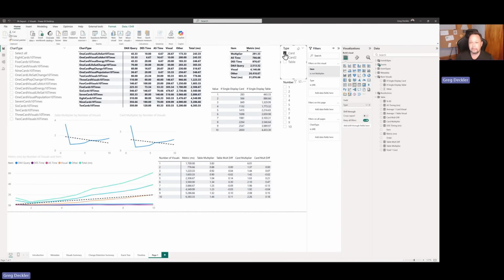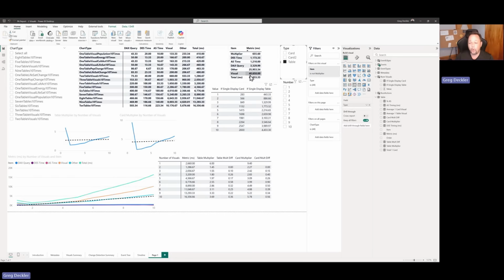With the card visual, that's not the case. One, the DAX query is much less, right? It's about 1,000 milliseconds less, and that's to be expected, right? In the table visual, you're coming back with a population, let's say per country, versus on a card visual, it's just here's the population. Does that make sense? Now the visual is really low at 4,000 milliseconds compared to 40,000. So it's an order of magnitude difference.